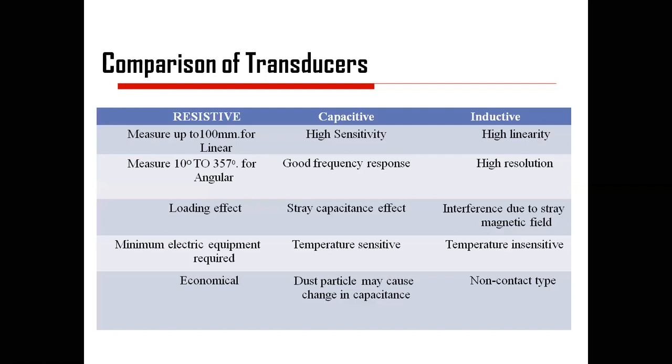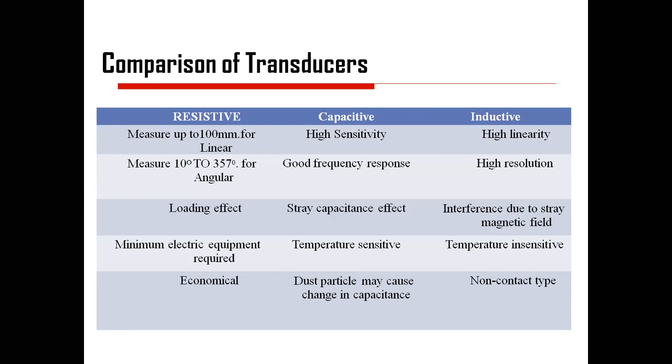Now comparison of this particular transducer, that is a resistive transducer, capacitive transducer, and inductive type of transducer. What are the changes we are having, and what things are we measuring, where it is applicable? Measures up to 100 mm for linear one in resistive one. Capacitive is having higher sensitivity. Then inductive is also having higher linearity.